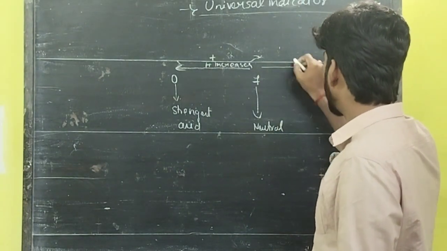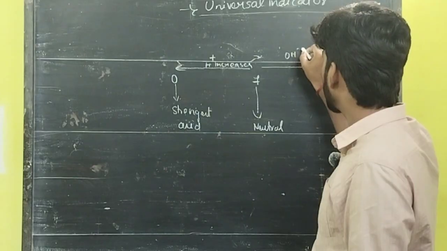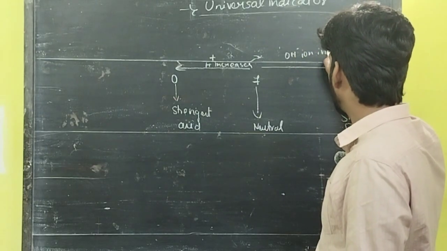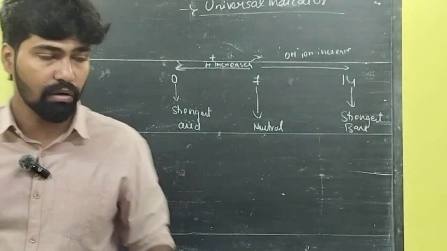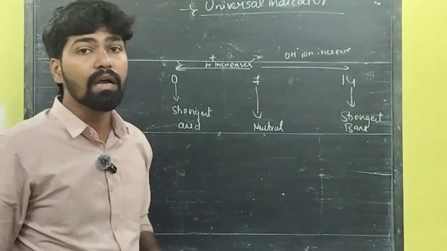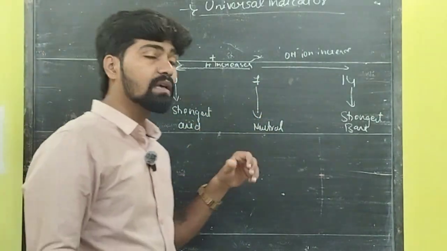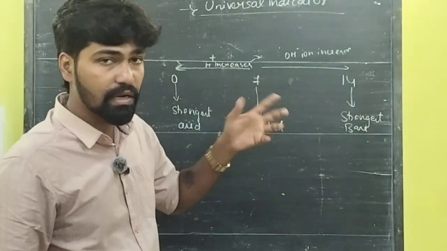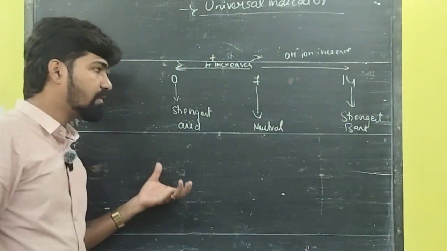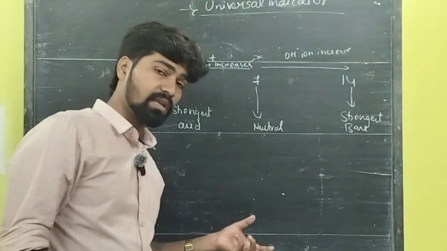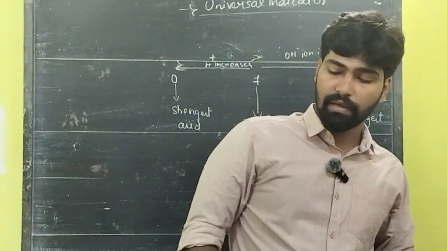As you go from 7 to 14, the OH minus ion increases, indicating that as you go up the number, that is 7 to 14, the basic strength increases. The OH minus ion increases, that means the strength of the base increases. So this is how we will measure whether the given solution is acid or base.